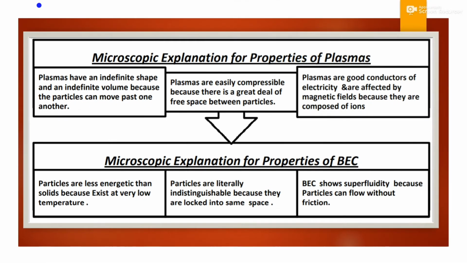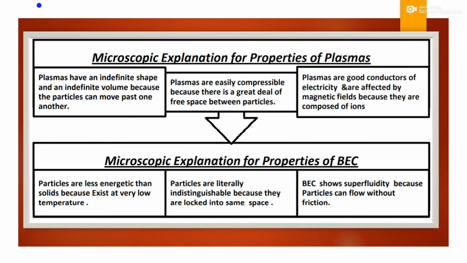Then microscopic explanation for properties of plasma. Plasmas have an indefinite shape and an indefinite volume because the particles can move past one another. Plasmas are easily compressible because there is a great deal of free space between particles, and plasmas are good conductors of electricity and are affected by magnetic fields because they are composed of ions. We will learn more about electricity and magnetic fields in the upcoming chapters.